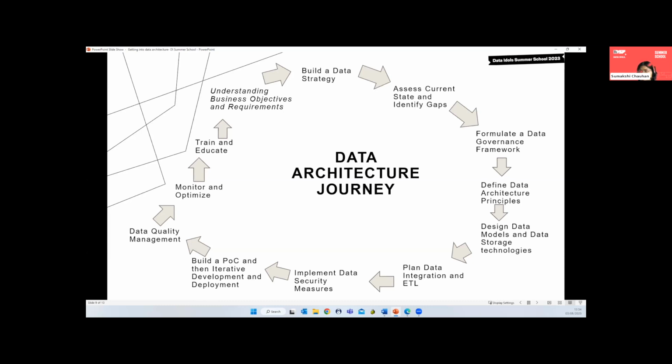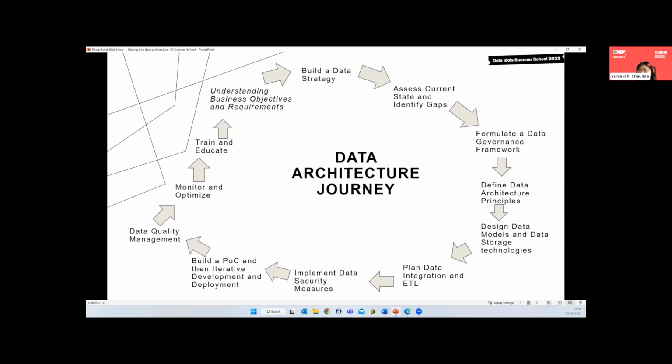Once we have the data architecture principles in place, we then start designing the logical data models, which represent the core business entities and relationships. This is where we use Lucidchart and all sorts of diagramming tools to design the logical models. Once we design the models logically, next up is to choose the data storage technologies based on the data requirements and the business requirements or the business goals.